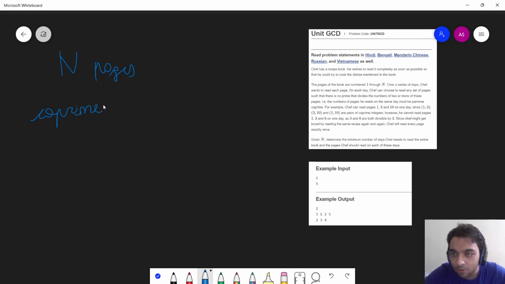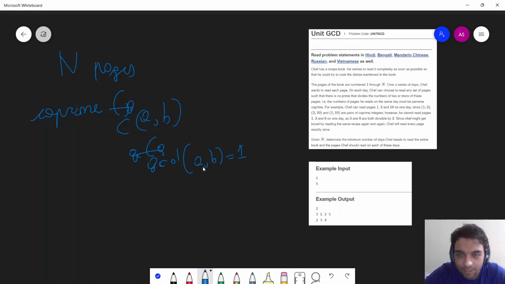So what do you mean by co-prime? Any two numbers A and B are said to be co-prime if their GCD, the greatest common divisor of A comma B, is equal to 1. For example, take the numbers 1, 3 and 10. The greatest common divisor of 1 comma 3 is 1. The greatest common divisor of 3 comma 10 is also 1. And the greatest common divisor of 1 comma 10 is 1. So all these three numbers are mutually co-prime.